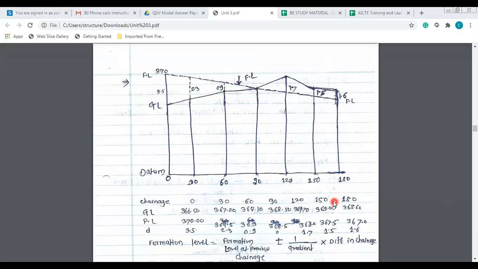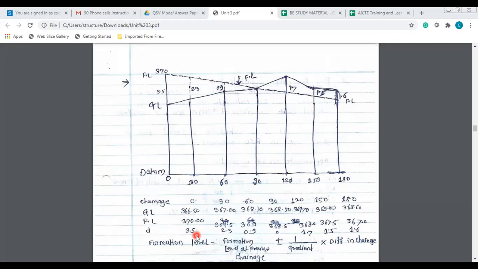Now first step is to calculate the FLs, formation level at each and every chainage. So what is the formula that we are going to use to determine the formation level at the different chainage? So formation level at the next chainage is equal to formation level of the previous chainage plus or minus 1 by gradient into difference of chainage. So this is the formula that you have to remember and that you have to write. Formation level of next chainage is equal to formation level of previous chainage plus or minus 1 by gradient into difference of the chainage.